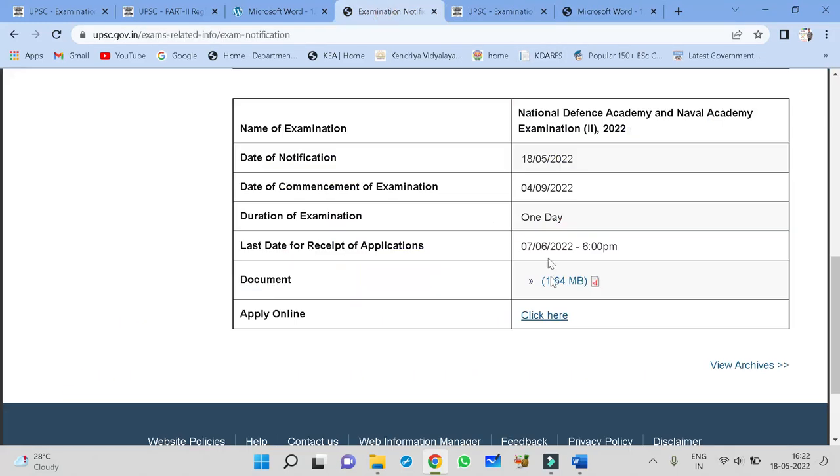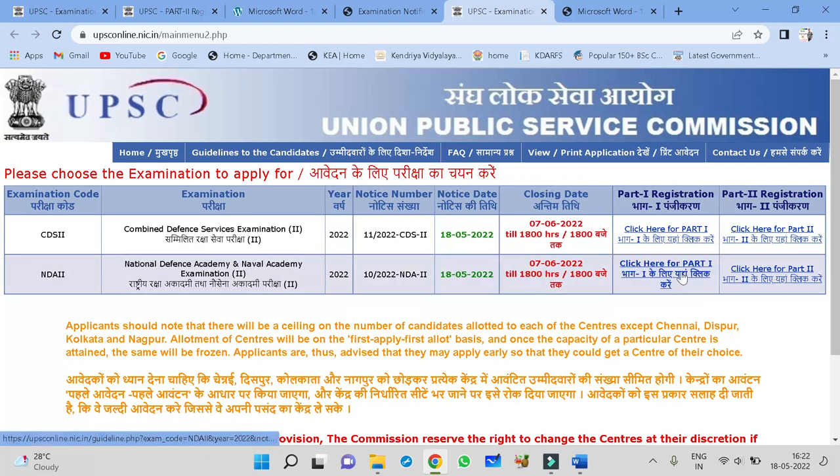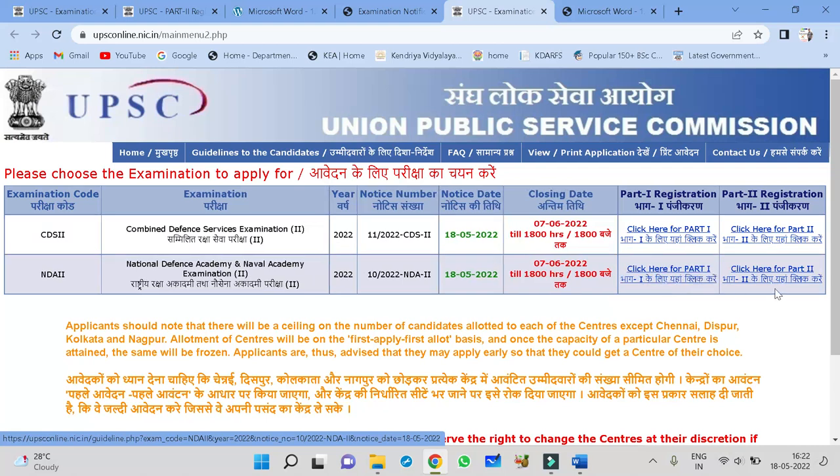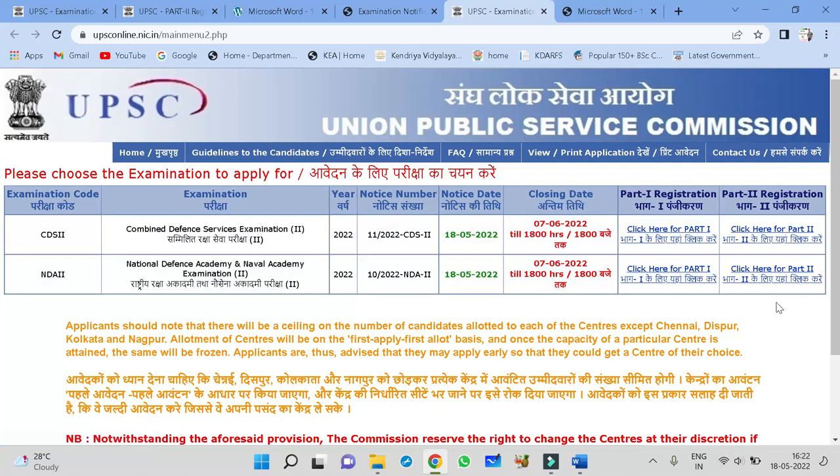So if you click here, links, click apply online, click here. If you click here, you will get these links. See, so you are applying for NDA, not CDS. CDS is for degree students, Combined Defence Services. NDA is for you, PUC students. You can click here. Part 1, here registration happens. Once registration happens, with that registration number, you will go through the second part, registration part 2, right? So you can go.